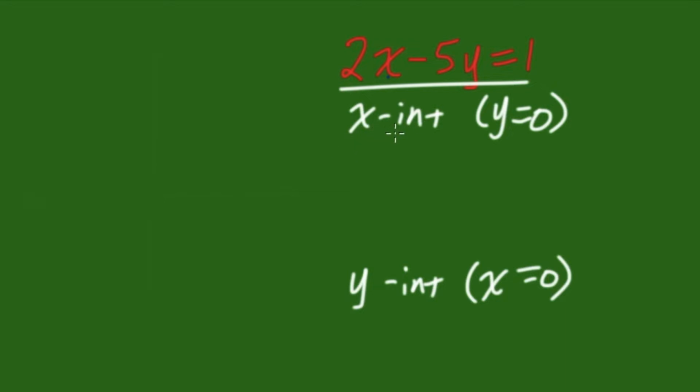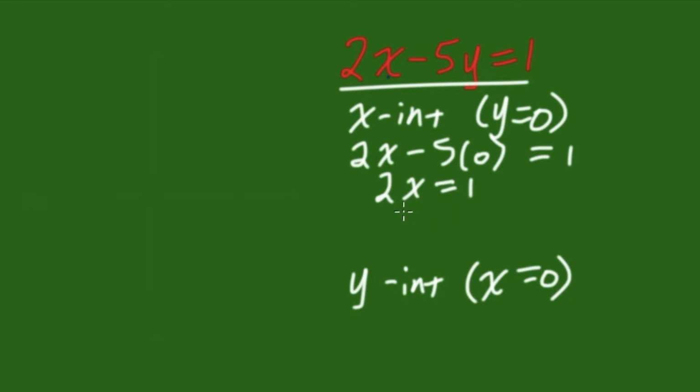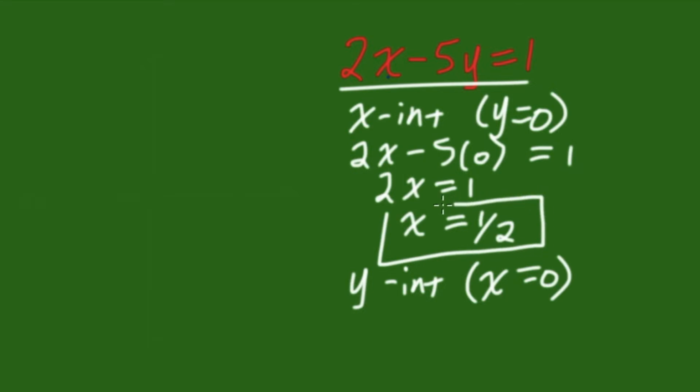When we're finding the x-intercept, we can now substitute y equals 0 into this equation, giving us 2x minus 5, and now here's y, so we substitute 0 for y, and that's equal to 1. Now that we have done that, we can solve for x, and whatever x equals is the x-intercept. So we get 2x, 5 times 0 is 0, so we just have 2x equals 1. And to get x all by itself, let's divide both sides by 2, giving us x is equal to 1/2, meaning our x-intercept is 1/2.